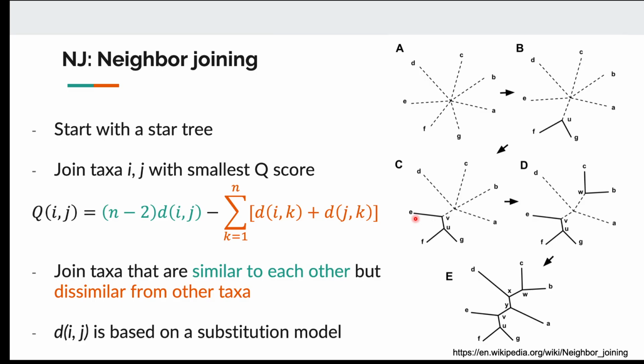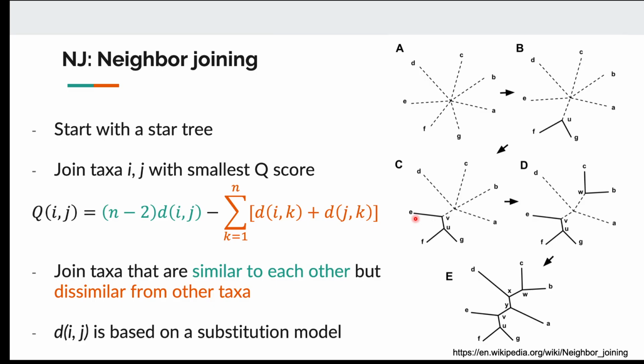So first, they calculate two things, and I color code them so that we can understand the motivation better. First, if they want to join taxa I and J, like two genomes, they calculate the similarity between I and J. Are they similar or not? And then they ask if I and J are similar to other genomes, the rest of the genomes.